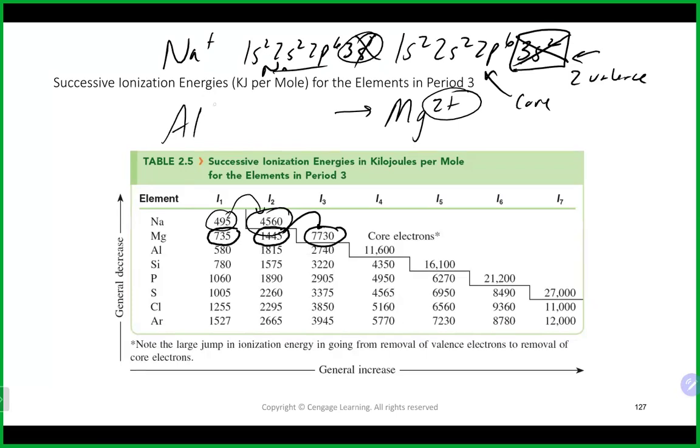You could actually see an even bigger one here. Aluminum typically will make a +3 charge, which means it will lose 3 electrons. First one's like 580.